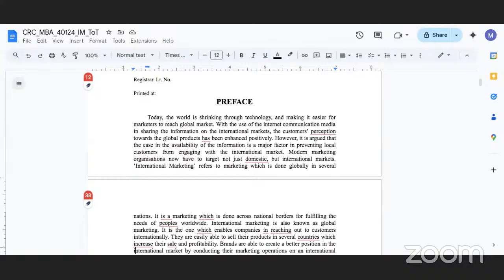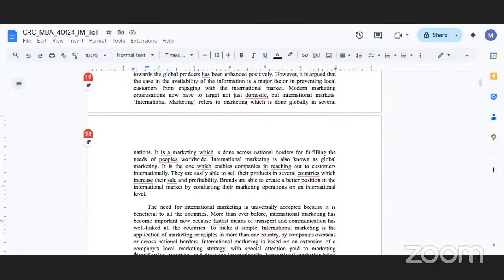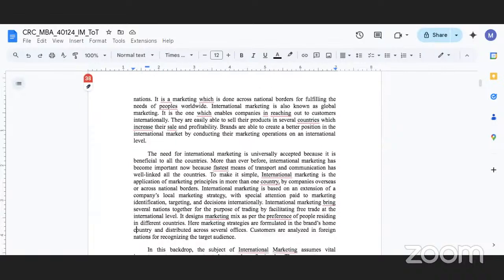So let us look in terms of what is international marketing and is it different from global marketing? No, they are both the same. Fundamentally, we are talking of the same aspect. What we are trying to consider here is that international marketing enables companies to reach out to customers internationally. So you're able to sell across multiple countries. And why would you want to do that? Fundamentally, to increase your sale and profitability. Brands are able to create a better position in the international market by conducting the marketing operations on an international level. So the need for international marketing is universally accepted.